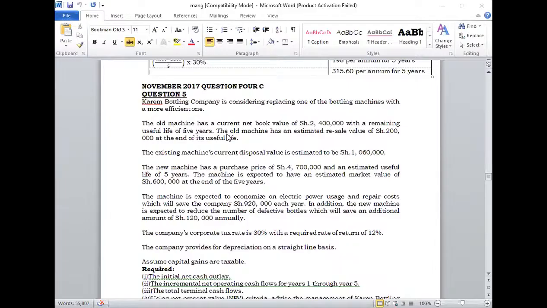The new machine is expected to have an estimated market value at the end of the 5 years. It is expected to economize on electric power usage and repair cost, which will save the company an amount each year. In addition, it is expected to reduce the number of defective bottles, saving an additional 120,000 annually. The company's corporate tax is 30% with a required rate of return of 12%. The company provides for depreciation on a straight line basis.